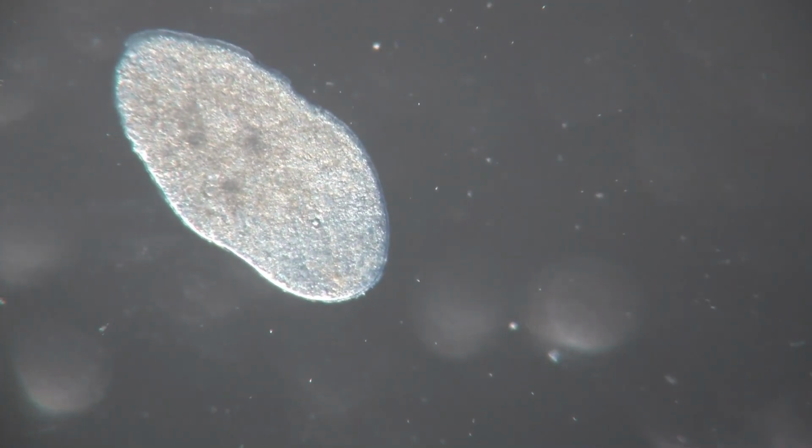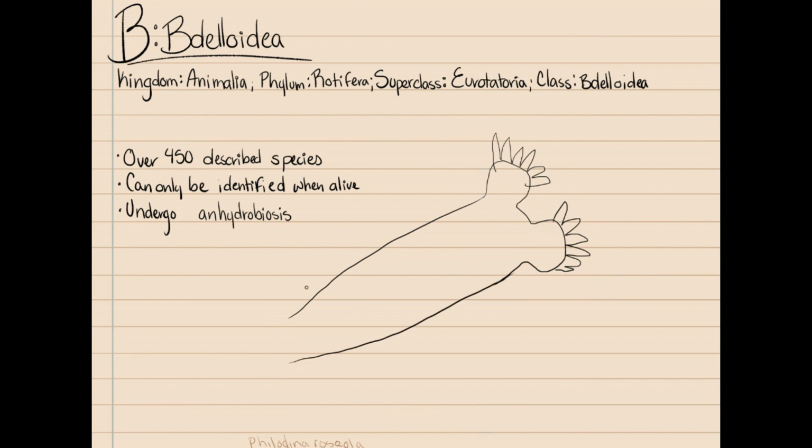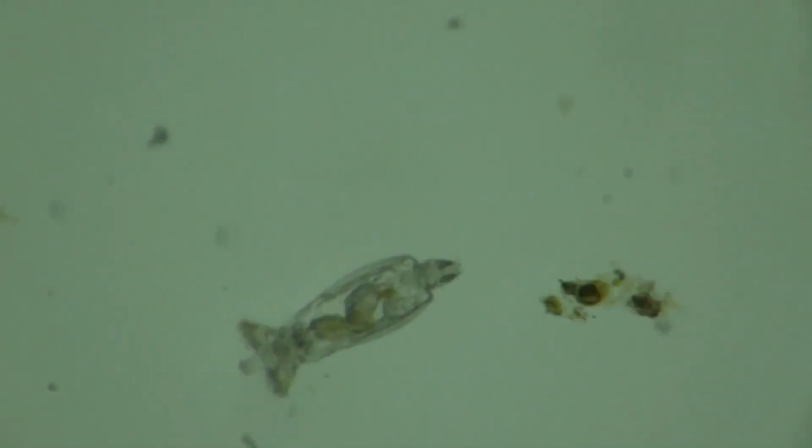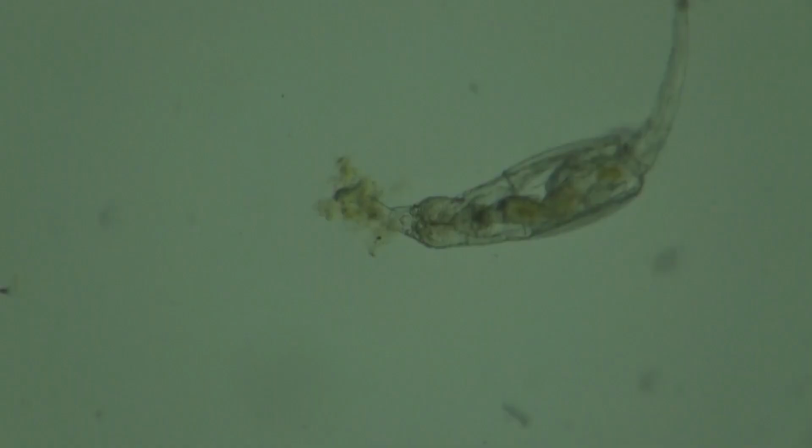Moving on, B is for bdelloids, which are a curious class of animals that undergo anhydrobiosis, allowing them to hibernate for millions of years. They can also only be identified when they're alive. Here's a video of a bdelloid.